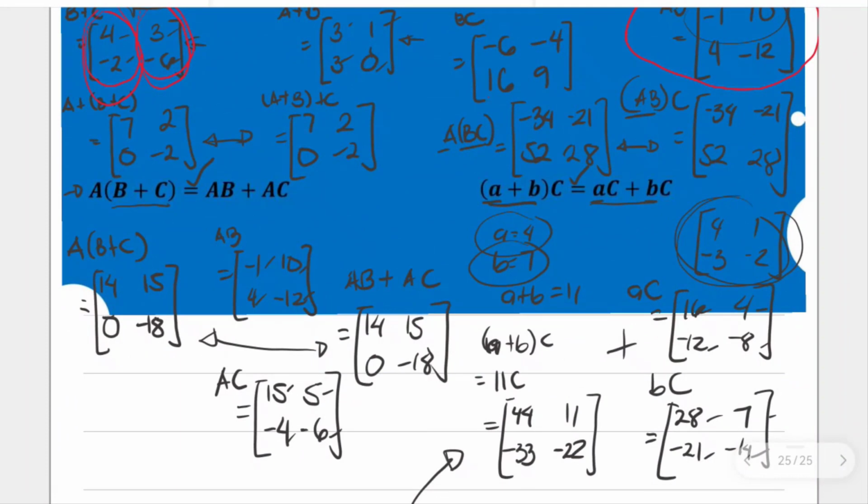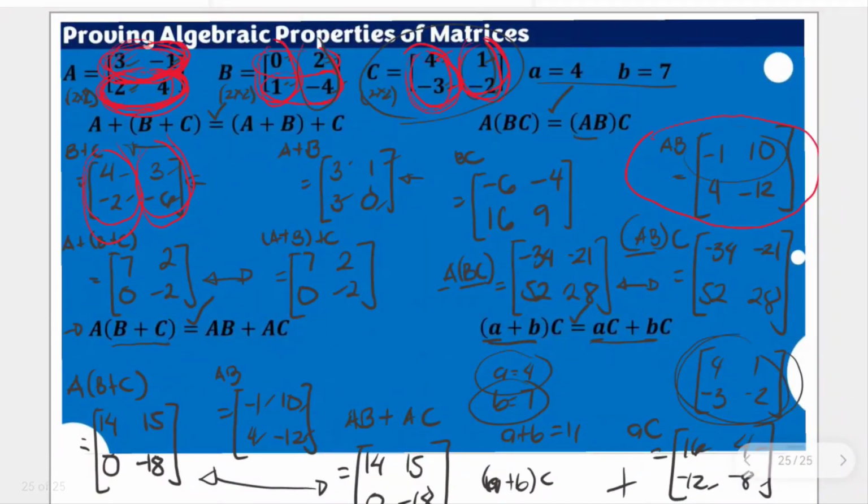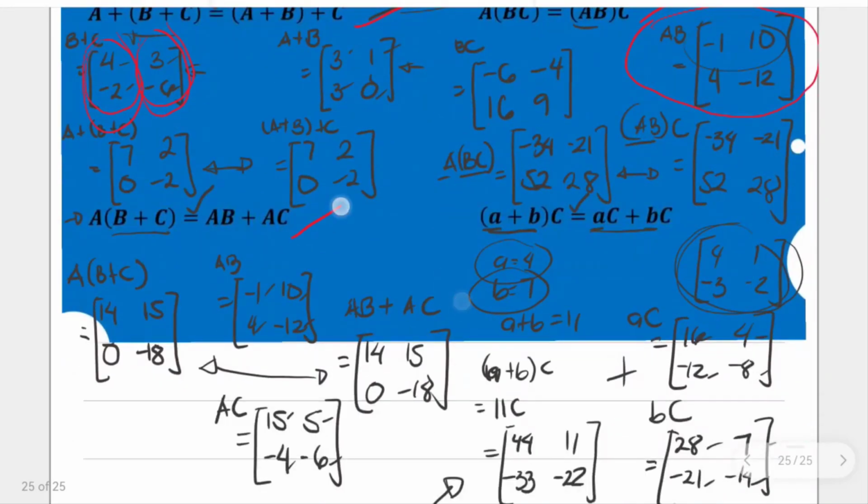So we have proven the first 4 algebraic properties of matrices using these given matrices and scalar quantities A and B. So this means, again, associative law for addition, associative law for multiplication, the left distributive property, and this property with scalar quantity are true for all matrices.